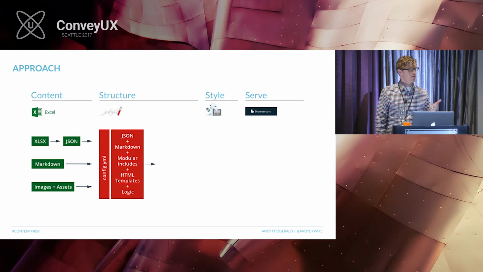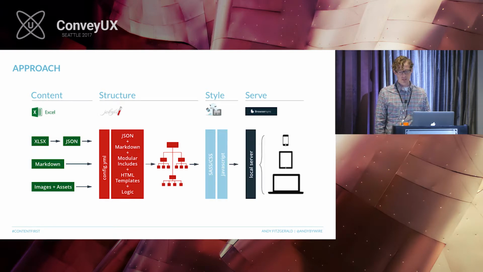That JSON and Markdown is then pulled in by Jekyll and through its configuration file. The JSON and Markdown is combined with modular includes, and modular includes are just a fancy way of saying our navigation, our header, and our footer. Put into HTML templates and then optionally combined with logic to create a navigable website, a static navigable website. We styled this simply using Foundation and then served it up responsively to whatever device the user is on. And that's the whole process.